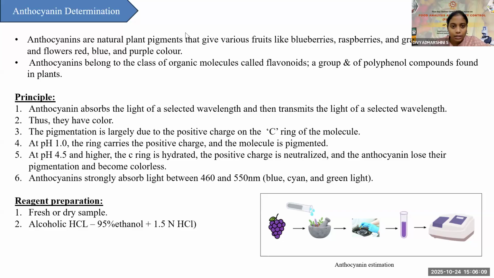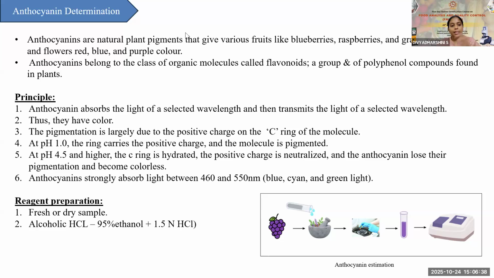The pigment is largely dependent upon the pH as well as the C ring, which carries a positive charge in the anthocyanidin molecule. Because of that positive charge in the C ring, the molecule is pigmented at pH 1. For pH 1, we can use KCl or HCl. For pH 4.5, we can use sodium acetate buffer for maintaining the pH.